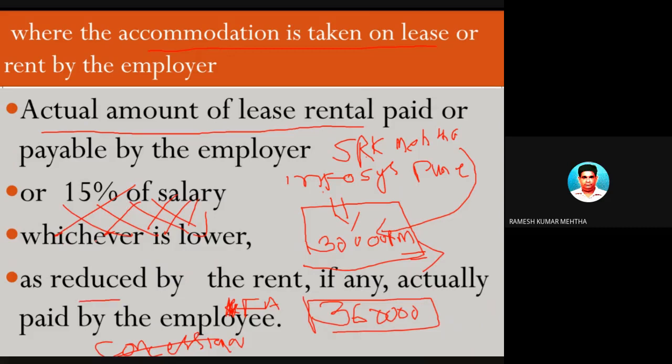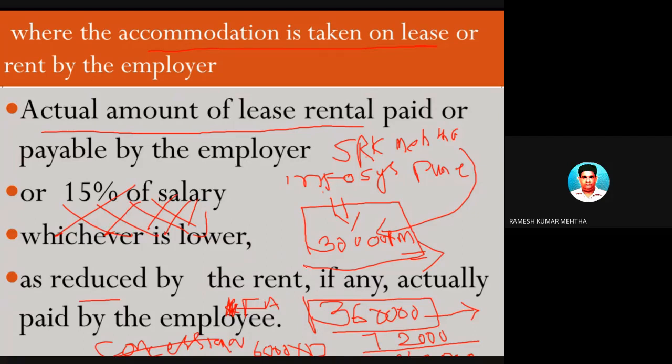Now Ramesh Mehta has been asked by Infosys to pay Infosys 6,000 rupees per month for this particular accommodation. 6,000 per month into 12 months is 72,000. So the value of the perquisite now is not 3,60,000, because the employer is taking back 72,000 from Ramesh Mehta.